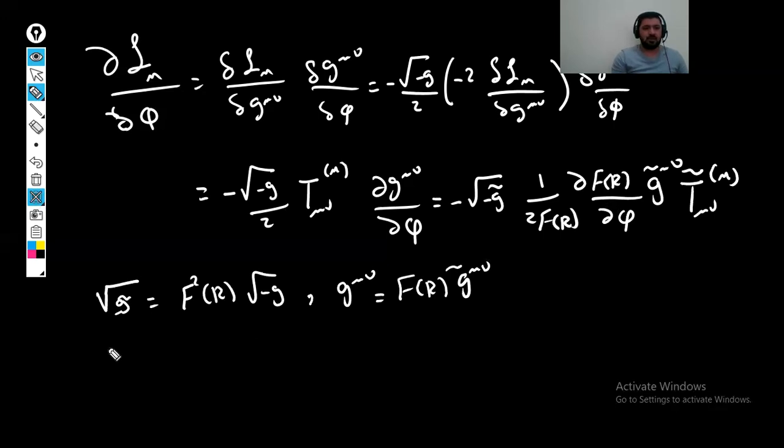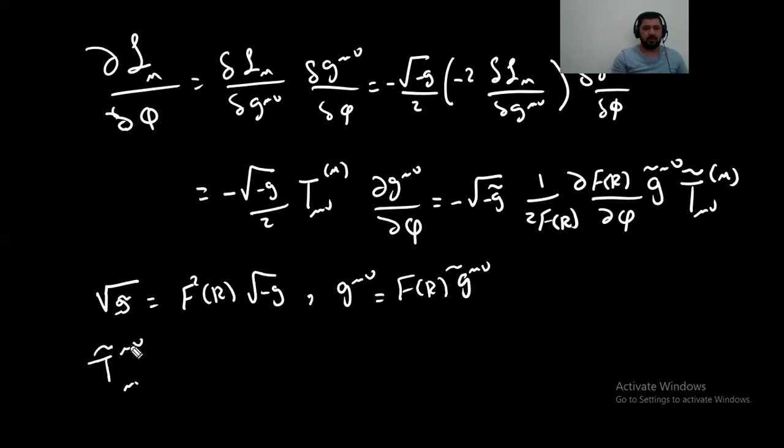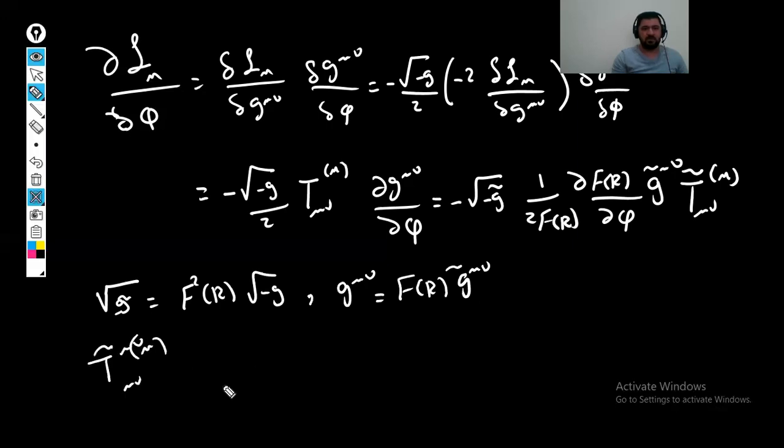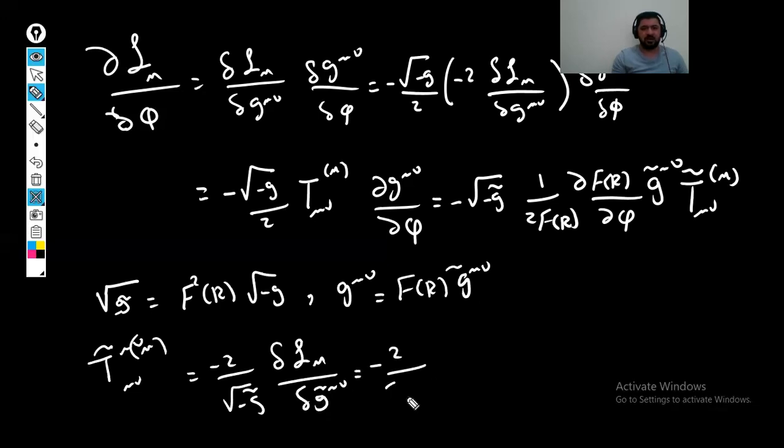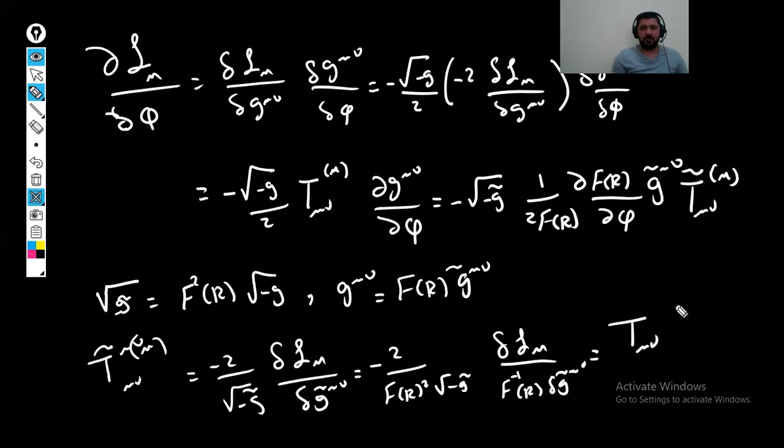And T mu nu tilde for the matter is negative 2 over the square root of minus G tilde, the variation of Lm with respect to G mu nu, which is actually negative 2 over FR squared, the square root of minus G tilde, and here we have the variation of Lm over FR to the minus 1 delta G mu nu tilde, and this is T mu nu M over FR.